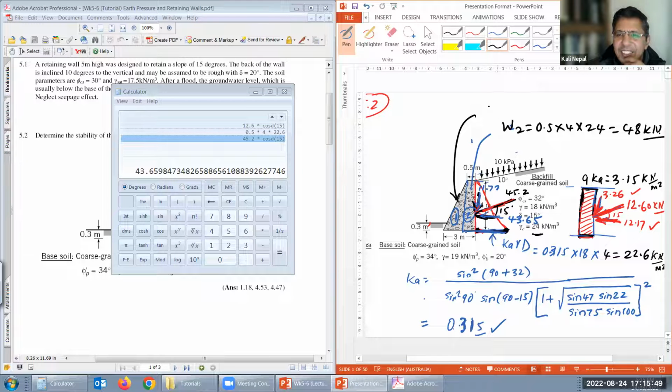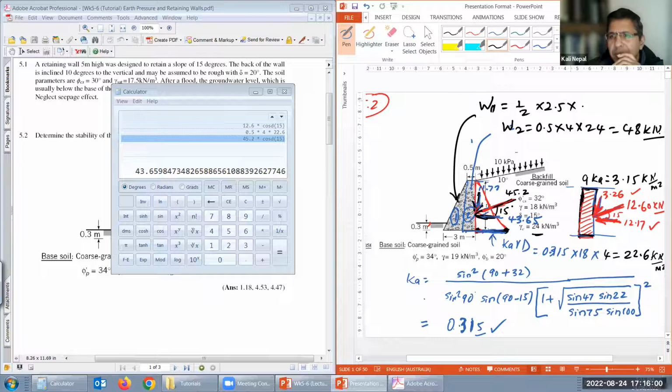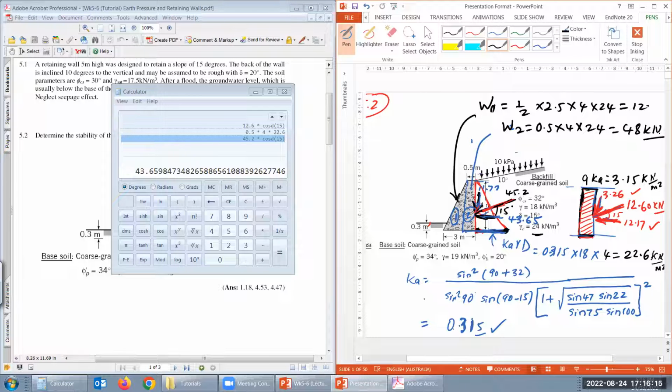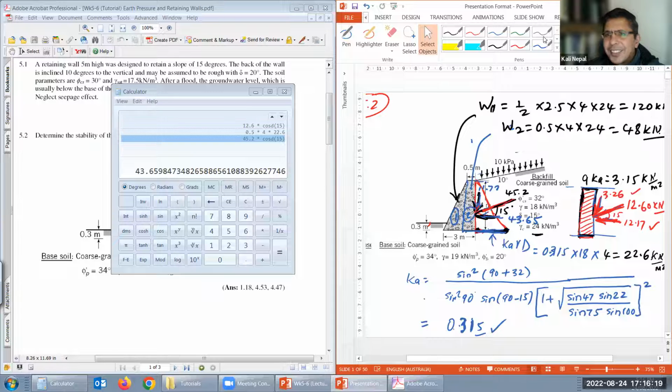I need to calculate W1 also. It's the area of a triangle, so half, base is 2.5 and height is 4, times 24. Can you calculate that triangle part weight? 120 kilonewton. Oh, that's the big one, right? Yeah, 120 there. So now we got that weight.